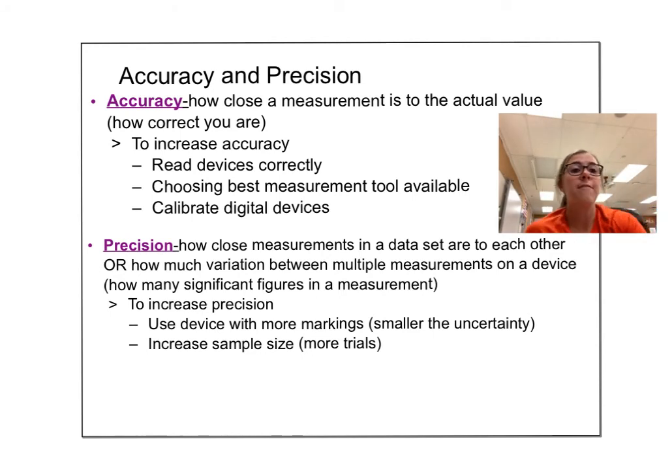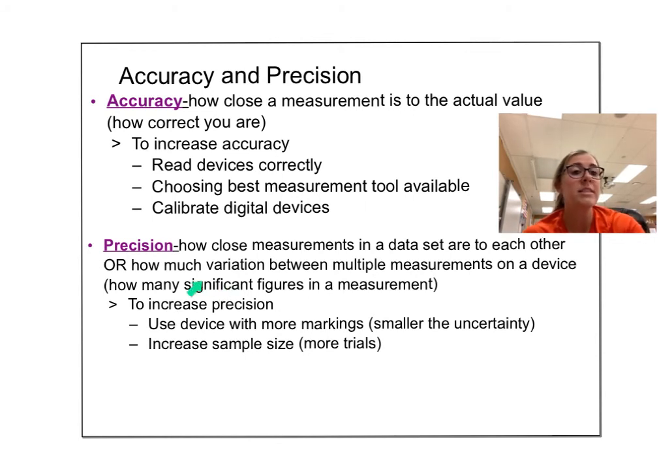And then if it's a digital tool, you need to make sure it's calibrated, it's working properly. Okay, so accuracy is just that we're using what we have correctly. Precision, though, is two different things. One, how close measurements in a data set are to each other. So if I do 10 trials, are we getting similar results with those trials?